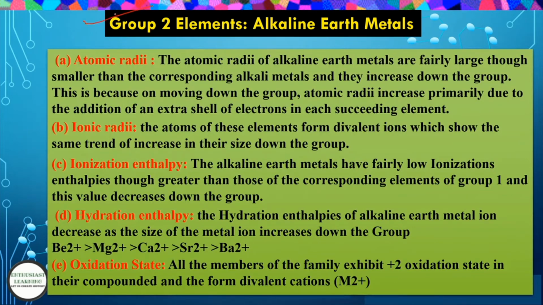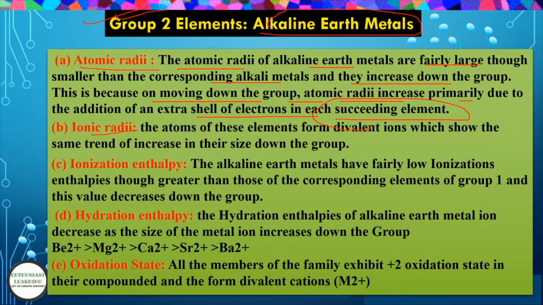Now we'll talk about group 2 elements, alkaline earth metals. Atomic radii. The atomic radii of alkaline earth metals are fairly large, though smaller than the corresponding alkali metals, and they increase down the group. This is because on moving down the group, atomic radii increase primarily due to the addition of an extra shell of electrons in each succeeding element.